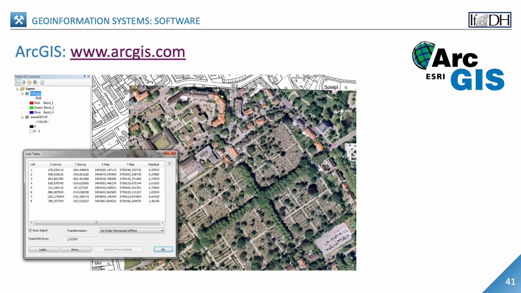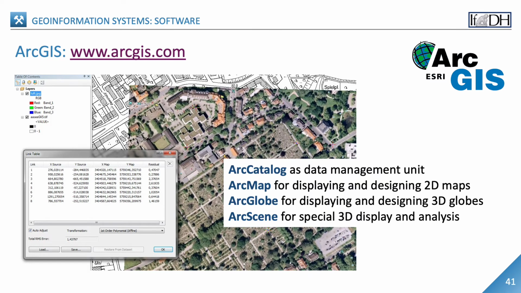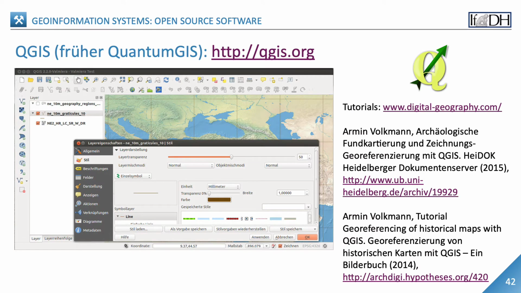ArcGIS, for example, is very widespread as a geoinformation system, although the campus license for Göttingen has expired. However, its structure is representative of many such systems which combine a data management component with tools for displaying and designing 2D maps and 3D globes, and also include a virtual reality module for spatial 3D display and analysis. A free open source alternative is QGIS, formerly QuantumGIS. I can only recommend that you take a closer look at this GIS.